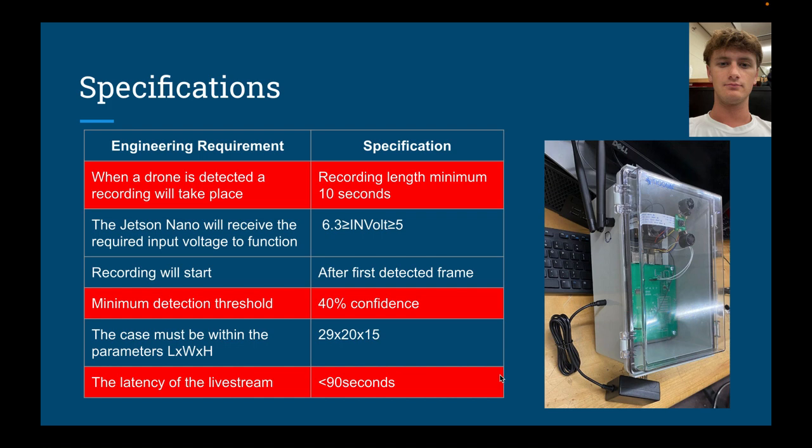Specifications, and our three most important, beginning with recording length, a minimum of 10 seconds when a drone is detected. Second is the minimum detection threshold of at least 40% confidence. And last but not least, the latency of the live stream must be less than 90 seconds. And we will demonstrate the first specification later in this demo.